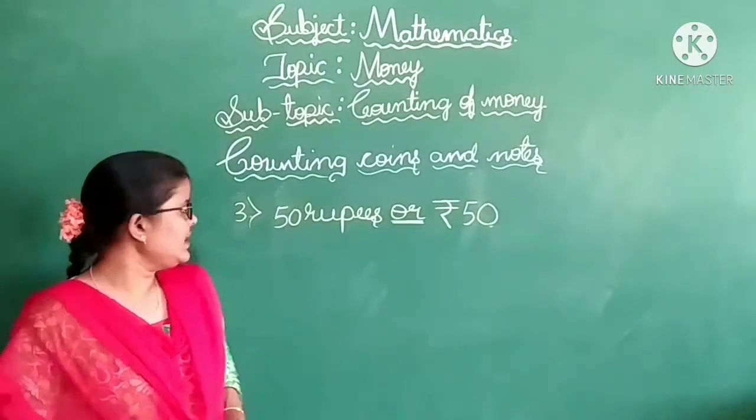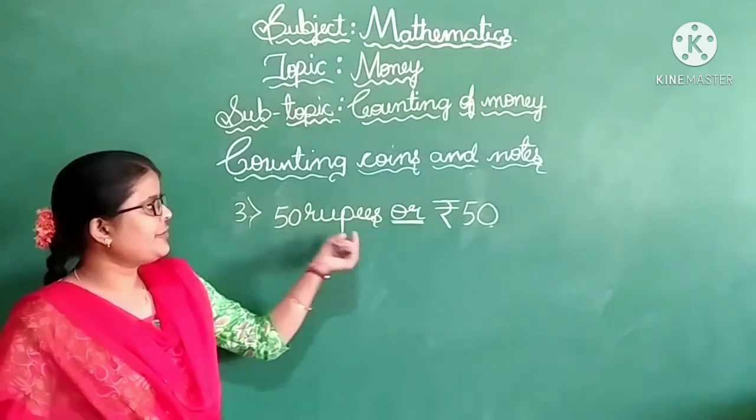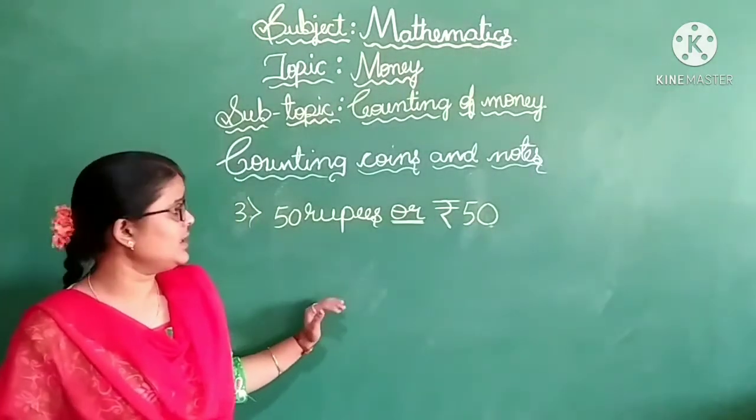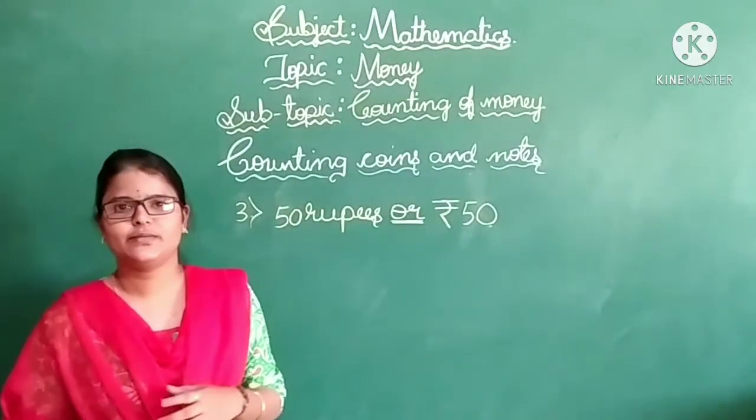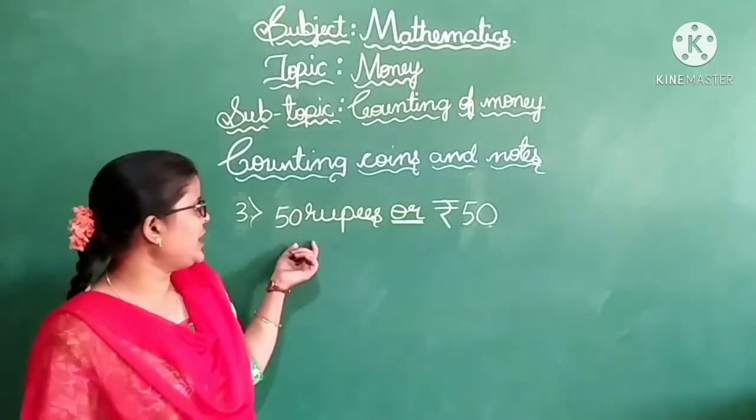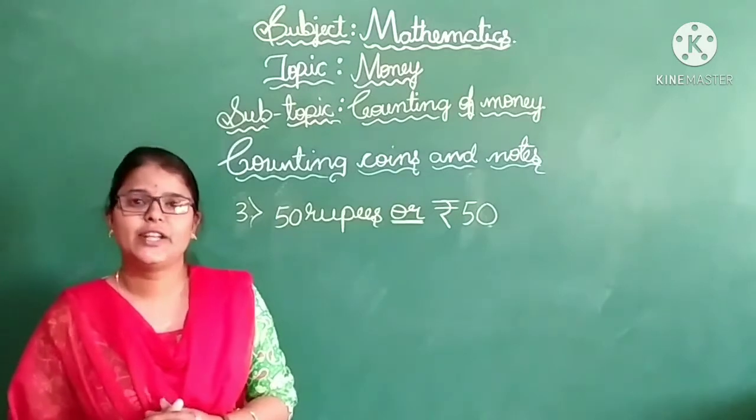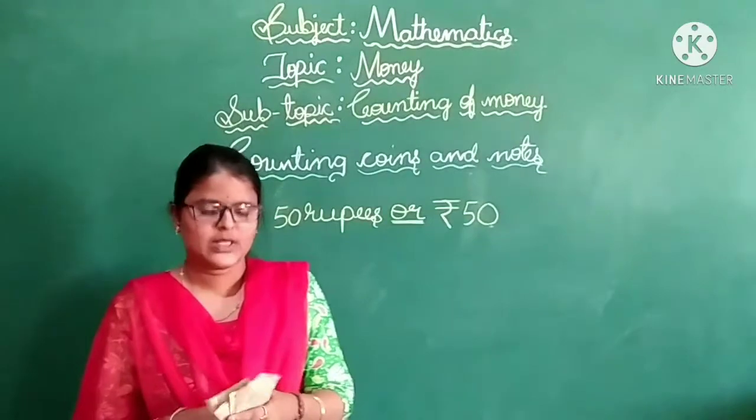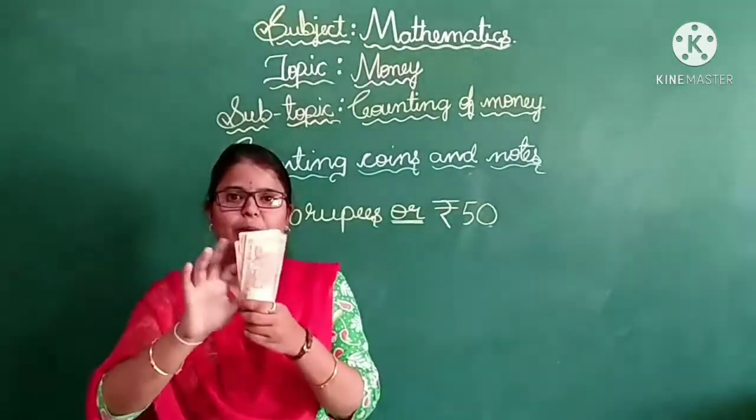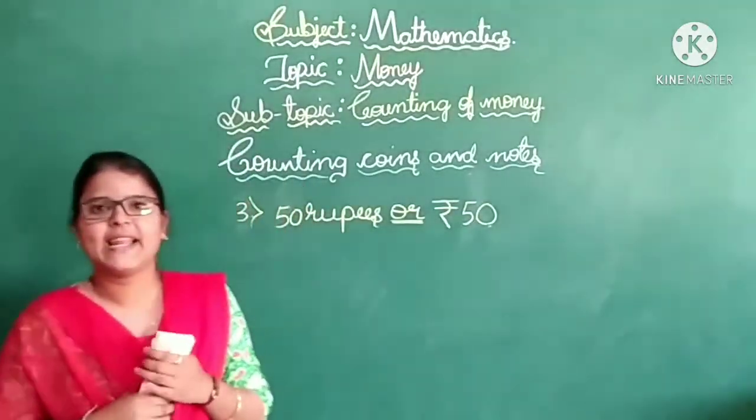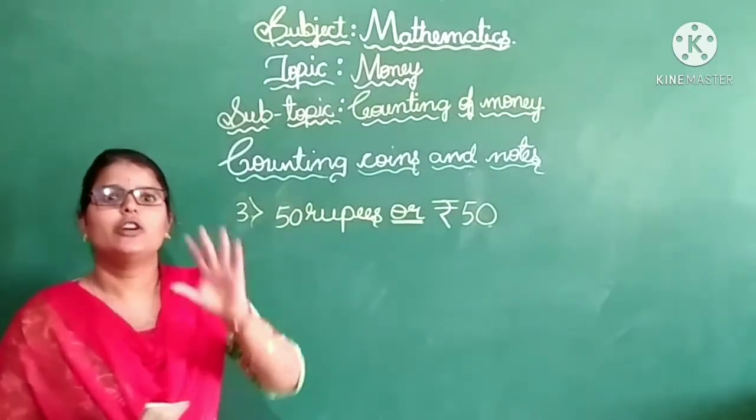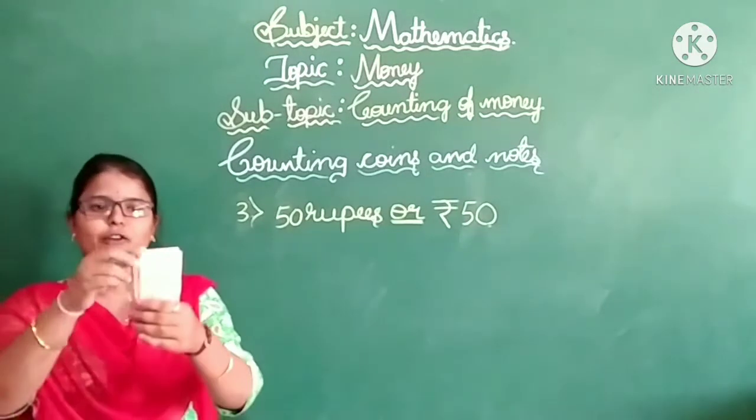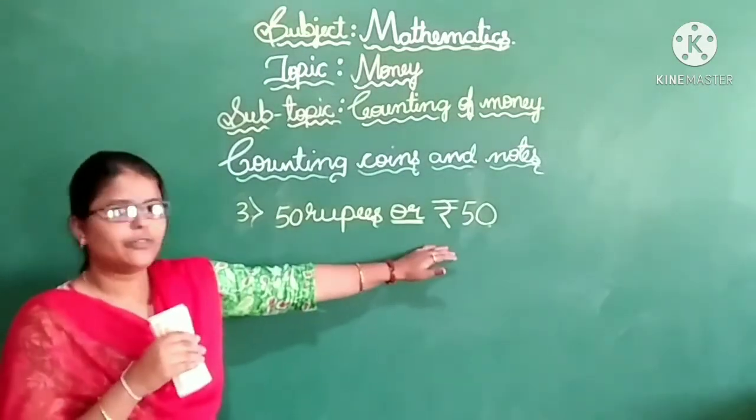Yes, dear children, example number 3, 50 rupees or rupees 50. Okay, how can it be done? Using the notes. See, 50 rupees can be made using the 10 rupee notes. See here. By adding the 10 rupee note 5 times, we will get 50 rupees.